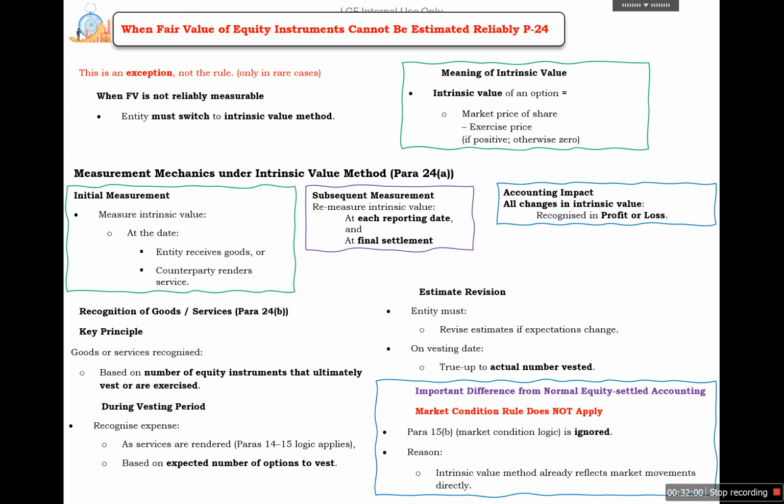As in earlier cases, we have recognized that if the market conditions have not been fulfilled, we need to book the expense. Here, the rule has been ignored, and the intrinsic value method already reflects the market movement directly. It is considered.